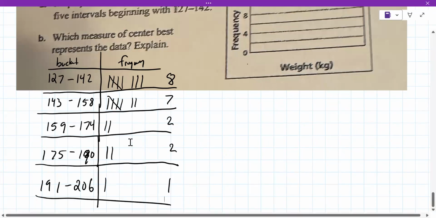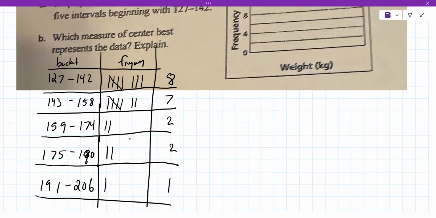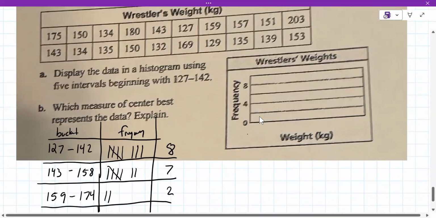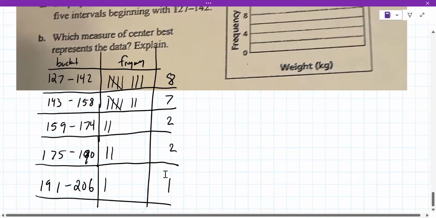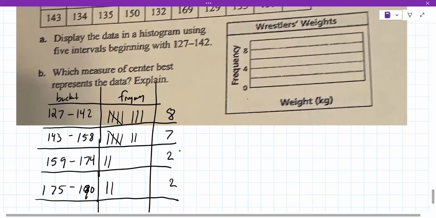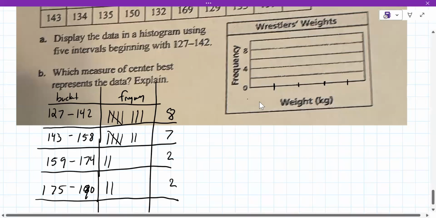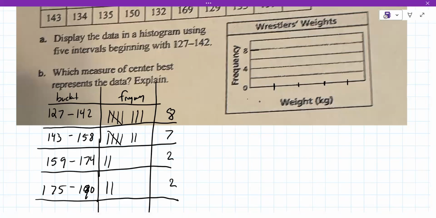And then you would just plot those points. Now for a histogram, the rectangles are supposed to touch. Let's see, 1, 2, 3, 4, 5. So you kind of want to divide this up into 5. That should do it. And then you're really supposed to label them. I don't really have enough room to label it. Now I'm a big handwriter, but you draw your rectangles and they are supposed to touch.